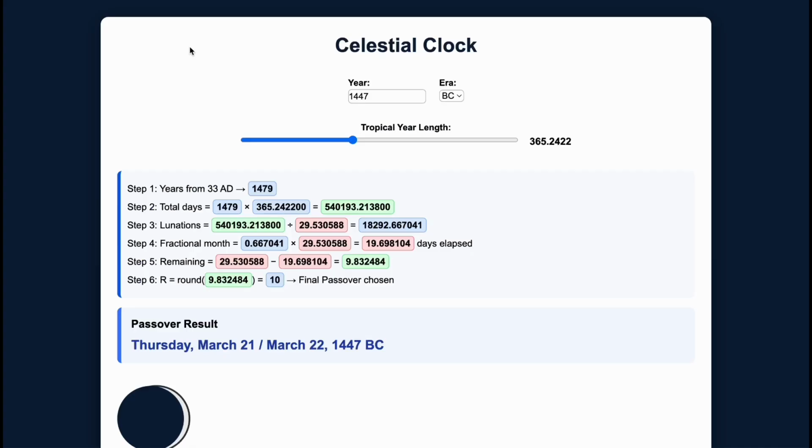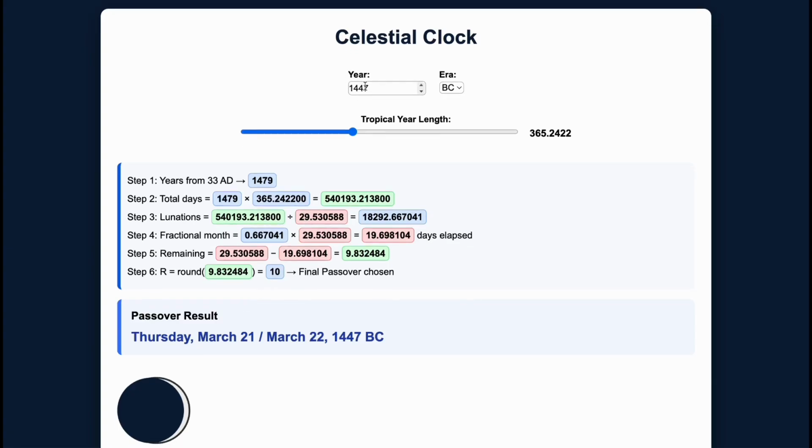Now if you follow part 1 of this same study of the celestial clock, you'll see that we already showed the math on how to arrive at these dates. And we're given a choice of going 10 days forward or 10 days backwards. In the case of 1447 BC, Mr. Camping chose to go backwards to Thursday, March 21st / March 22nd of 1447 BC.